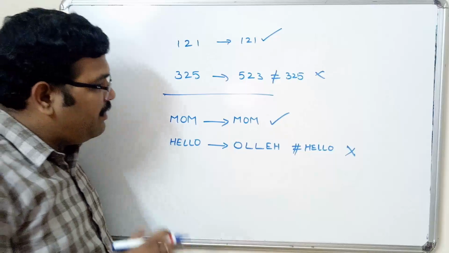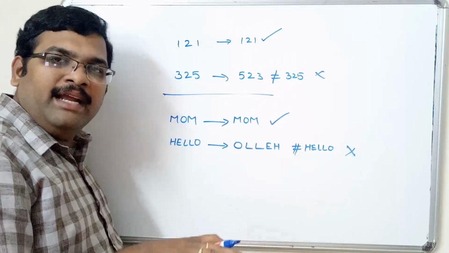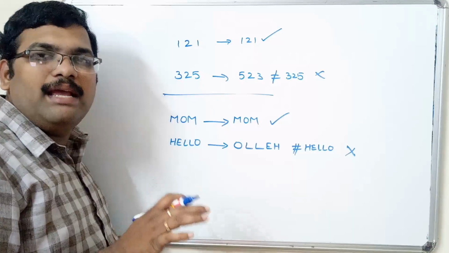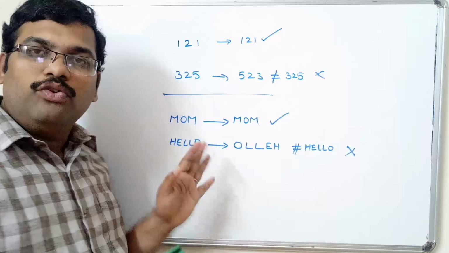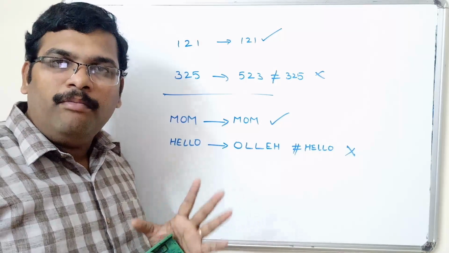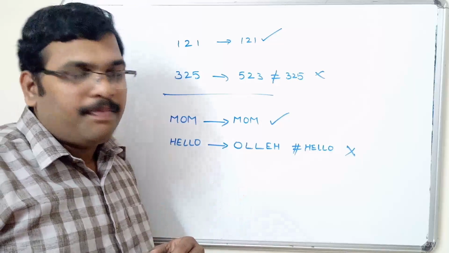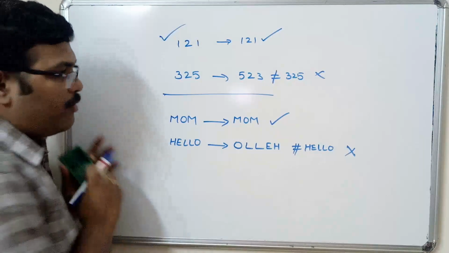So this is not a string palindrome. A palindrome can be defined as: if we reverse the number or a string, we have to get the same number or the same string, then we call it a palindrome. Now let us look at the programs for checking the numerical palindrome and string palindrome. Coming to the first, let us have a look at the numerical palindrome.